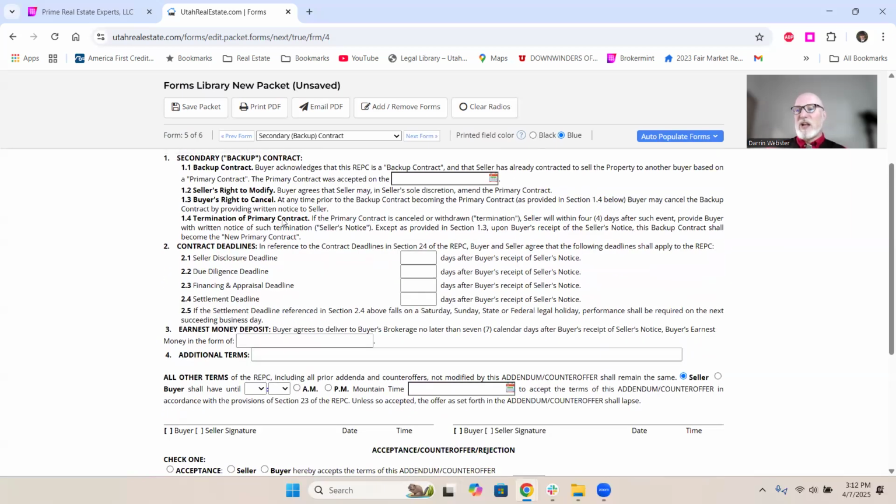What this says is that the seller has a purchase contract they accepted, the primary offer, it falls out of contract. They're now obligated to contact your buyer as the first person with right of refusal. They have to contact within 4 days of the event, and your buyer then determines whether or not they want to move forward. And the deadlines become active then as of the receipt of the seller's notice that the first one fell through.